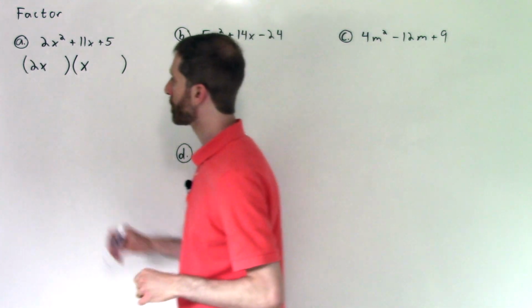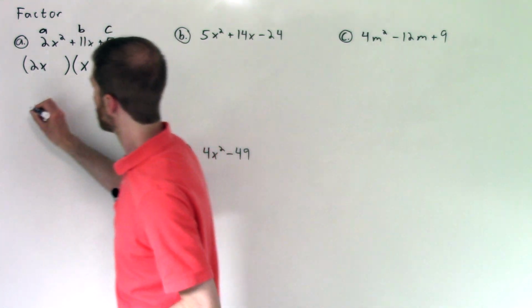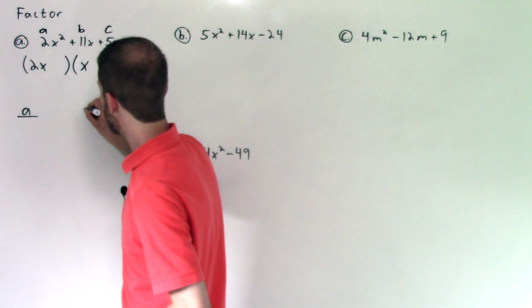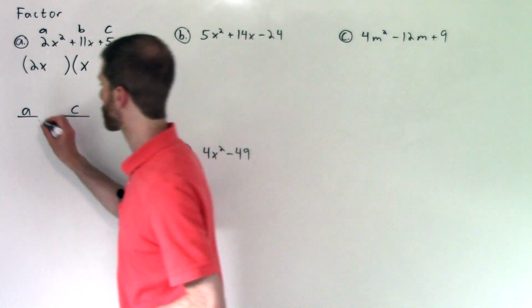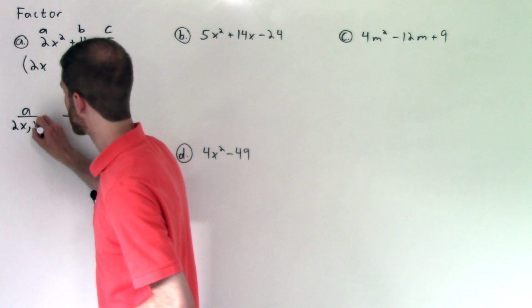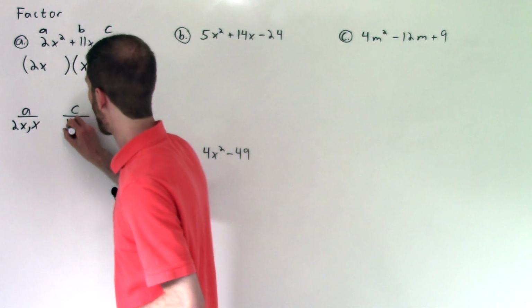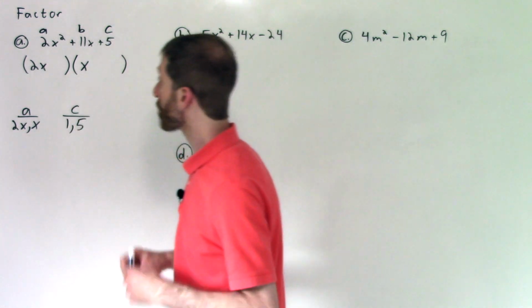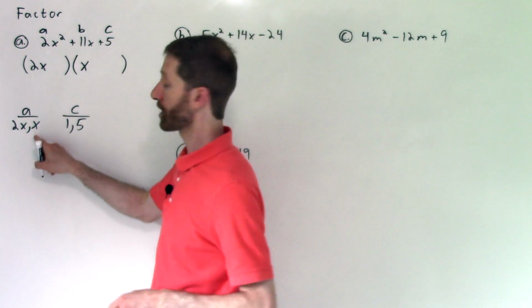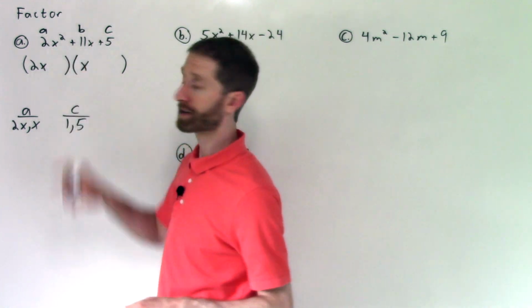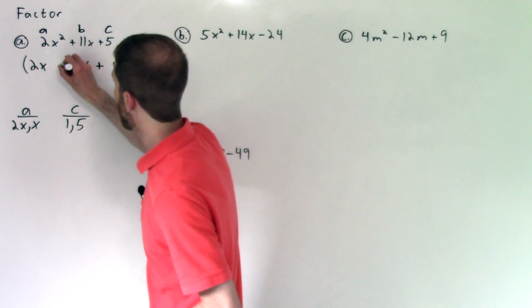So what I first notice is I need the factors of A. Remember, this is A, this is B, and this is C. So the factors of A, and I need the factors of C. For the factors of A, there's only one way to get 2x squared. That's good news. 2x and x. For C, there's actually only one way to get 5: 1 and 5. So that's all that I have to check. So first I start out with my 2x and x as I wrote there, because 2x times x gives us 2x squared. Then we'll do 1 here and 5 here.